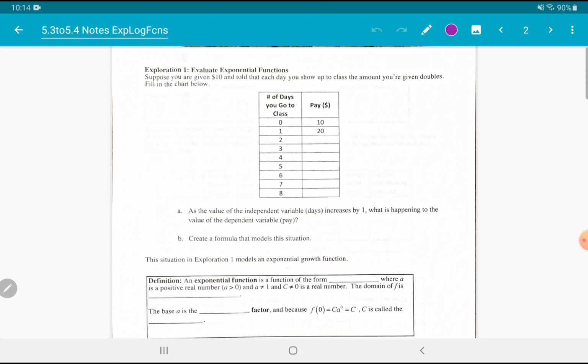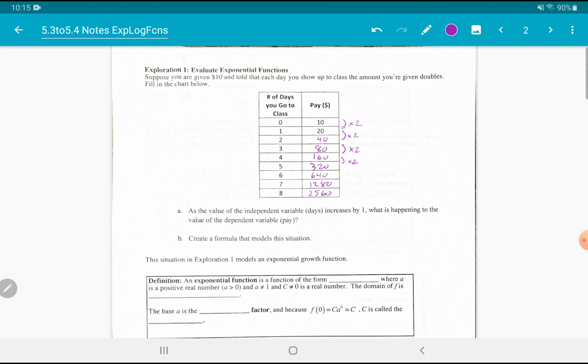Okay, number of days you go to class. So on the 0th day, you get $10. On the first day, it doubles, so we multiply that by 2, we get $20. On the second day, multiply by 2, $40. And then you can just imagine, now we're going to get $80, $160, 160 times 2, $320, $640, 640 times 2, $1,280, and finally $2,560. Okay, so we're always multiplying by 2 basically.